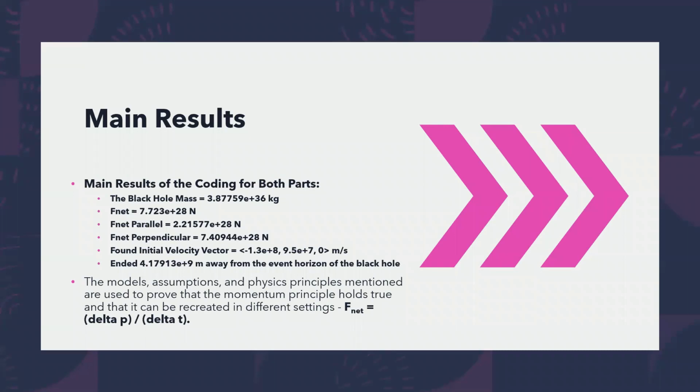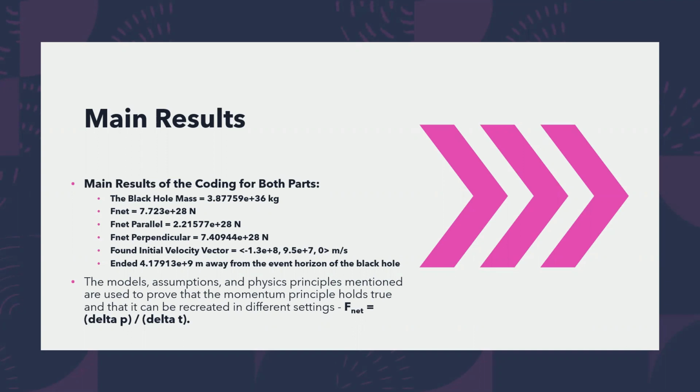So the main results of the coding for both parts of this lab are: the black hole mass is 3.87759 E plus 36 kilograms. F net was found to be 7.723 E plus 28 newtons. F net parallel was 2.21577 E plus 28 newtons. F net perpendicular was 7.40944 E plus 28 newtons. The found initial velocity vector was negative 1.3 E plus 8, 9.5 E plus 7, 0 meters per second.